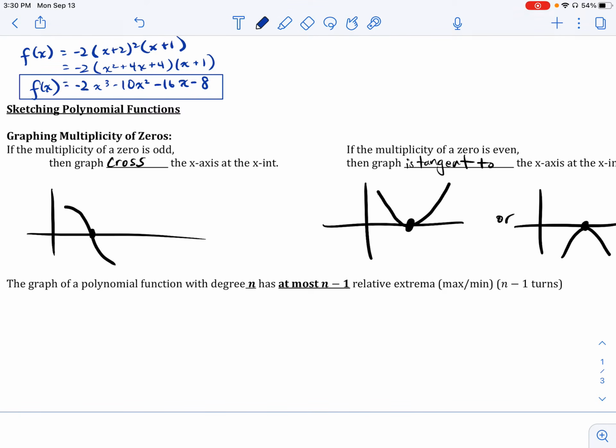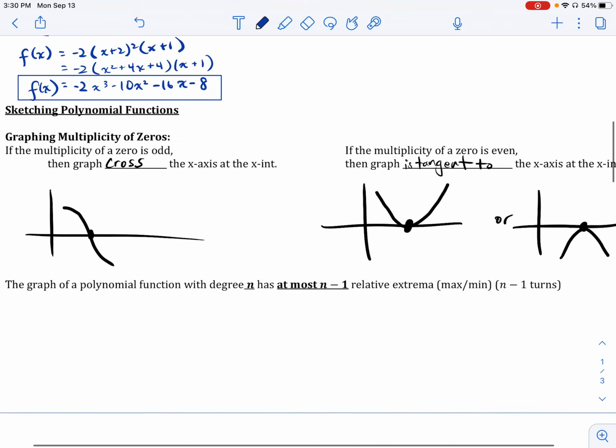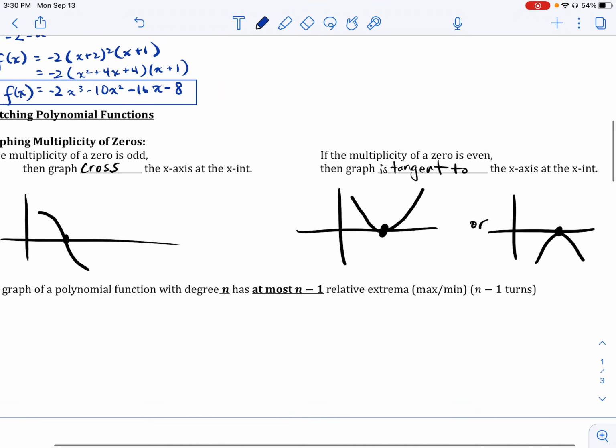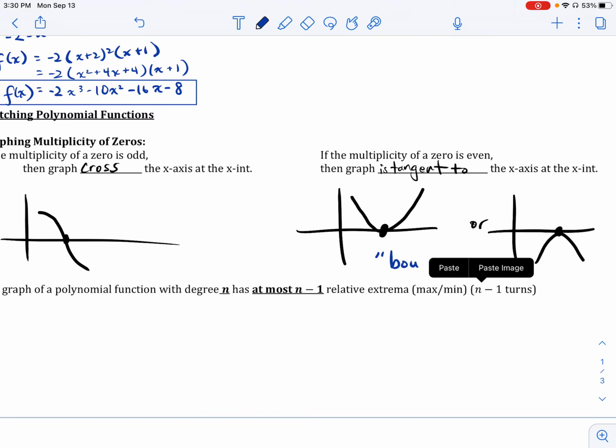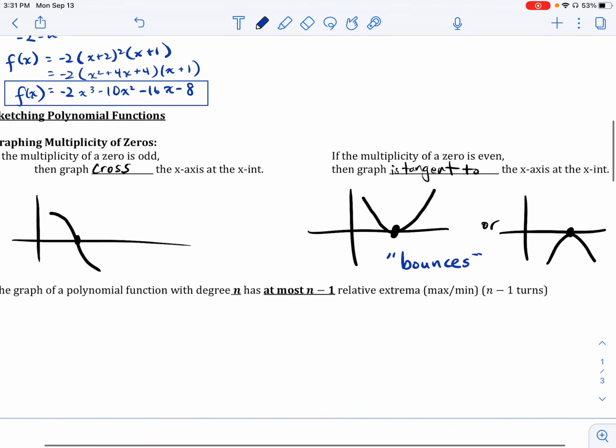The easiest way to describe this is, if the multiplicity of your zero is odd, then your graph is going to cross the x-axis at that particular x-intercept. If the multiplicity of your zero is even, then we say the graph is tangent to the x-axis at that x-intercept, or more simply, we can just say that it quote-unquote bounces off. It's going to bounce off the x-axis at that point, okay?